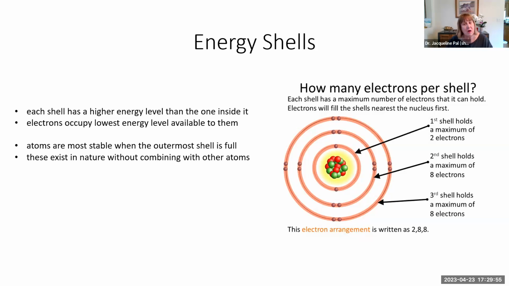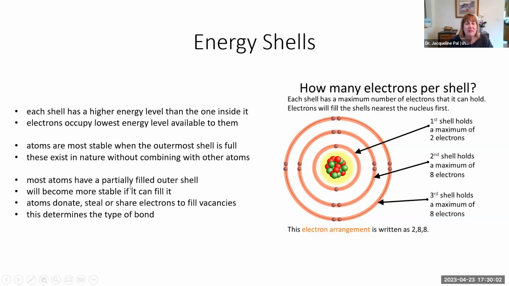However, most of our elements do not have full shells. Most of them have a partially filled outer shell. So it could be an atom that only has one electron, or it could be an atom that has 3 or 4 or 5 or 6 or 7 electrons, or it could be one that has 11 or 12 or 13, 14, 15 or 16 or 17 electrons. All of those are less stable because they all have an outer shell that's only partially filled.